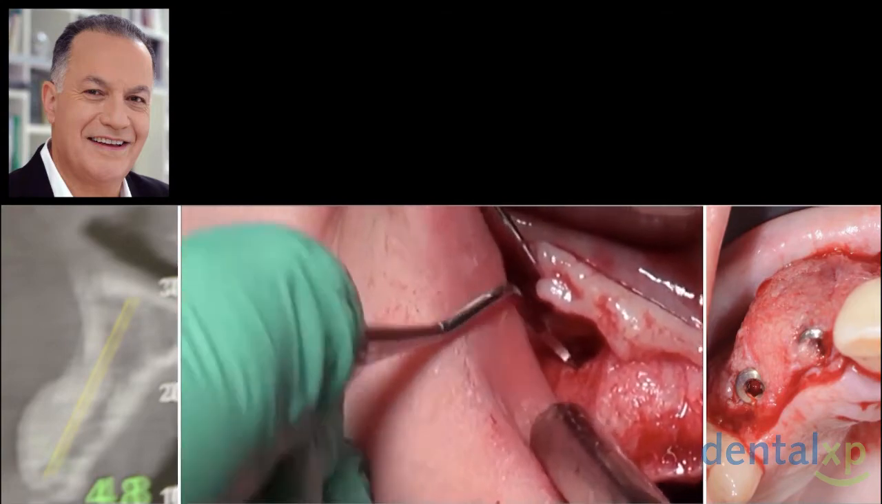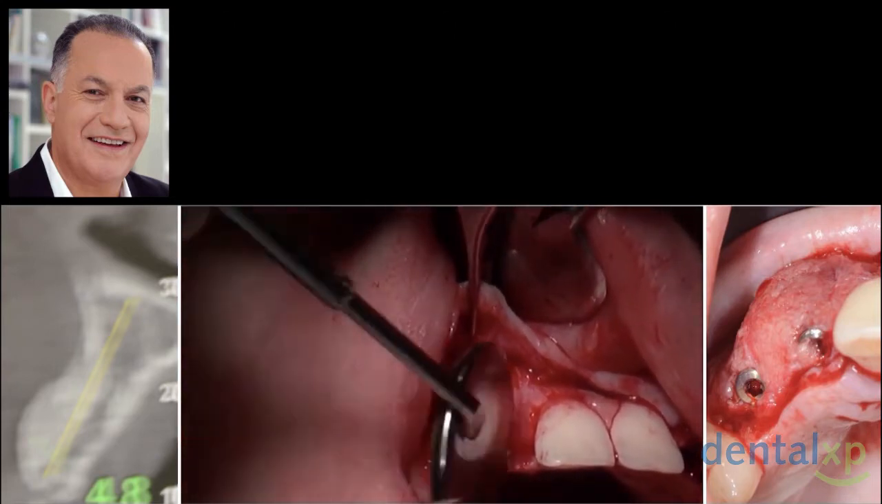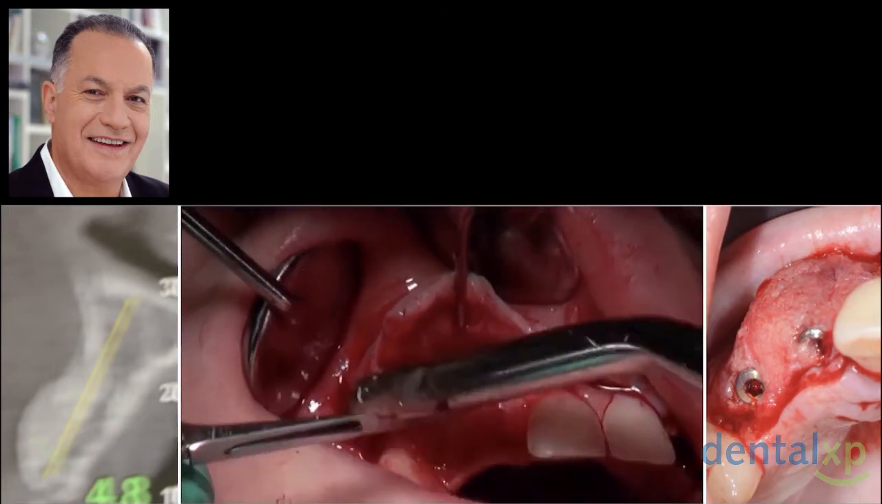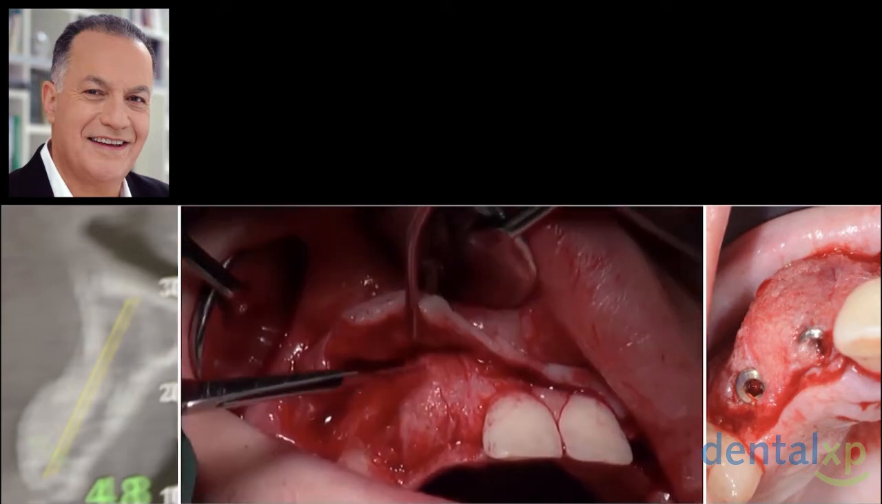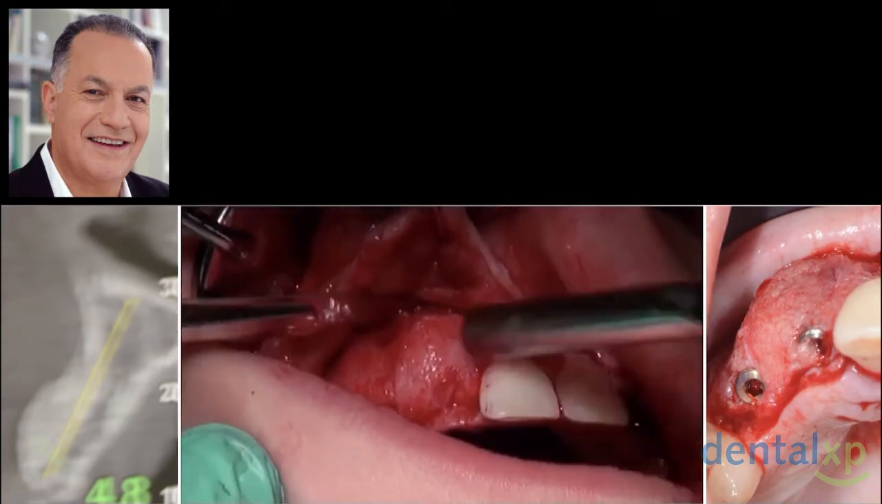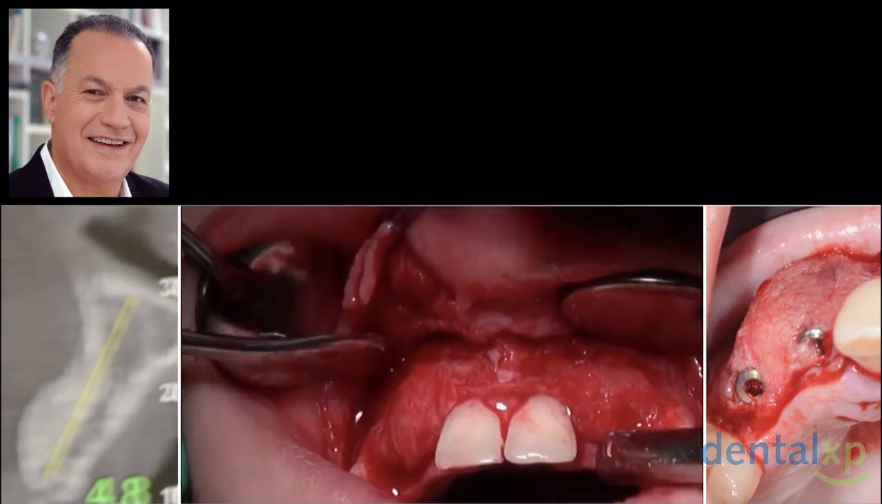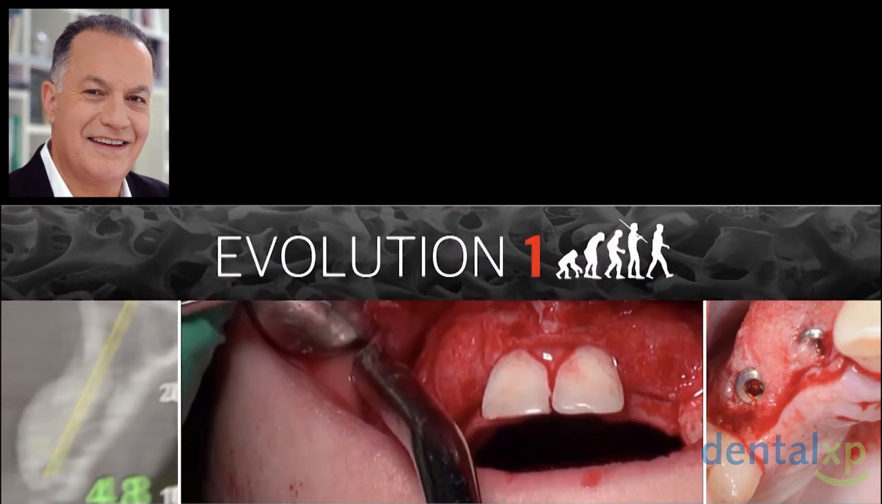What are we going to achieve? A very nice building of the crest, in which we will be able to place an implant. This is the GBR by collagen membranes or resorbable membranes. It was the first evolution.